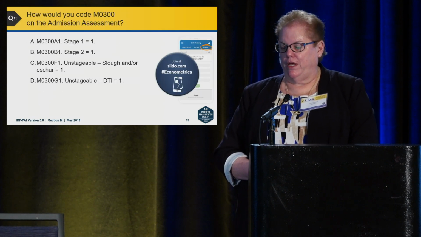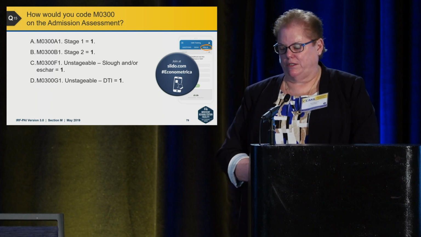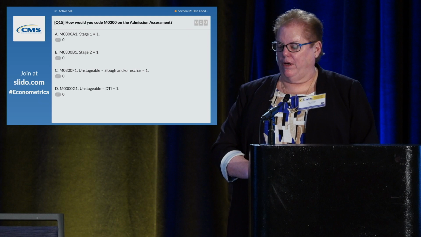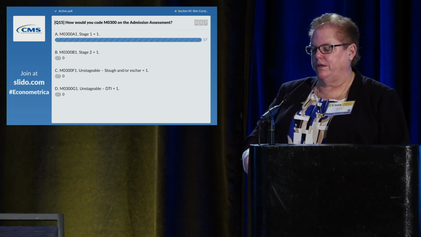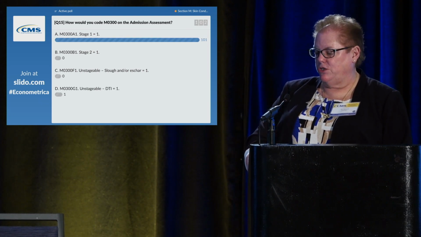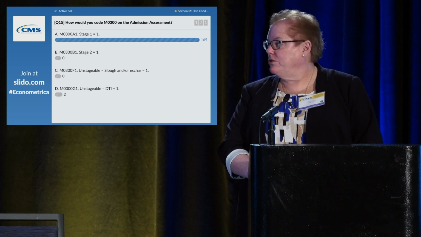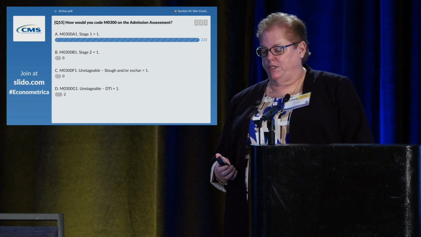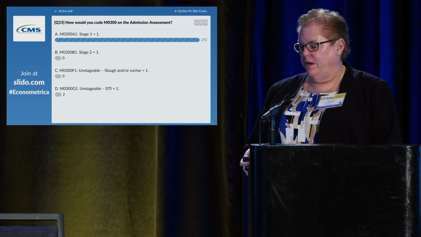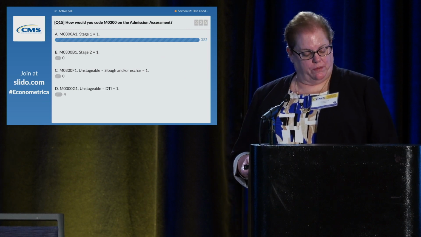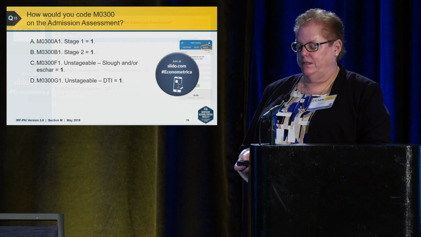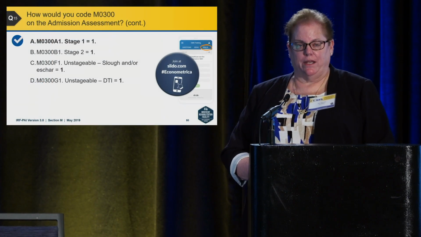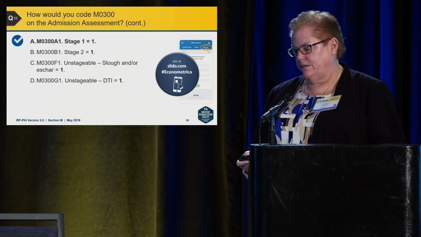So how would you code M0300 on the admission assessment? Would it be M0300A1 as a stage 1, 300B1 as a stage 2, 300F1 as unstageable due to slough or eschar, or 300G1 unstageable due to a deep tissue injury? And we have most people answering the question. Let's see what the answer was. And that is correct. On admission, we had that stage 1 on the coccyx.